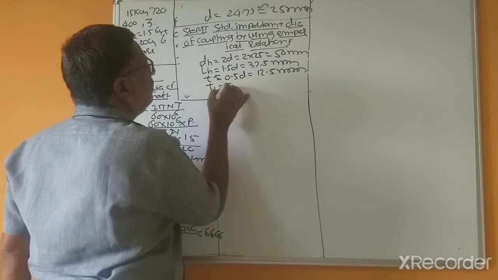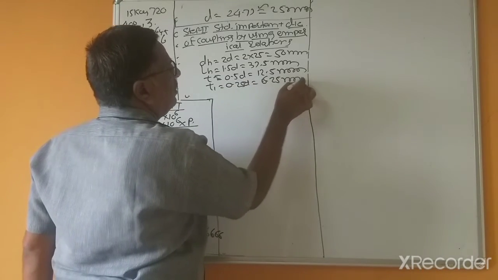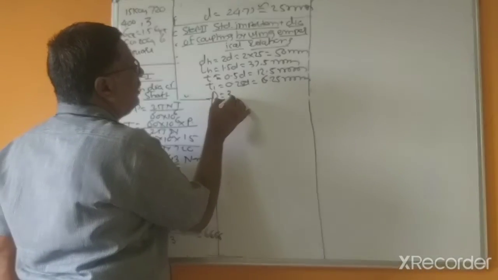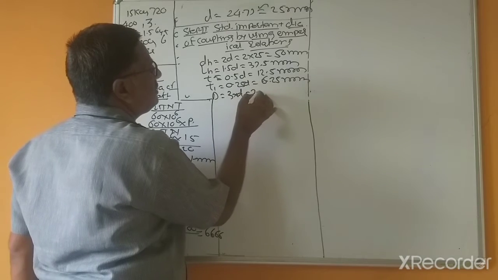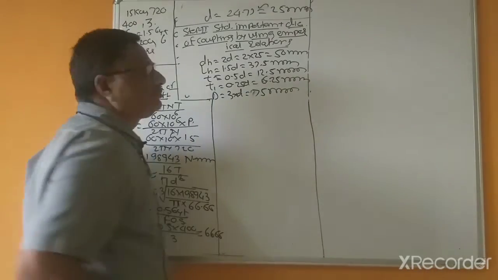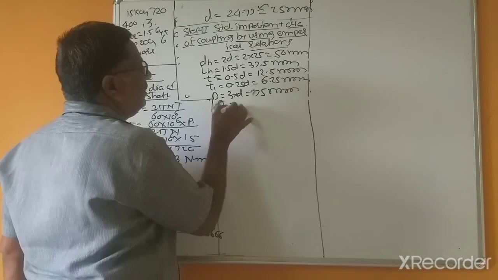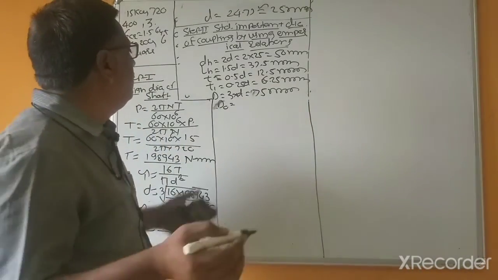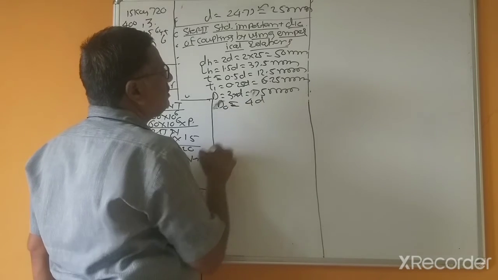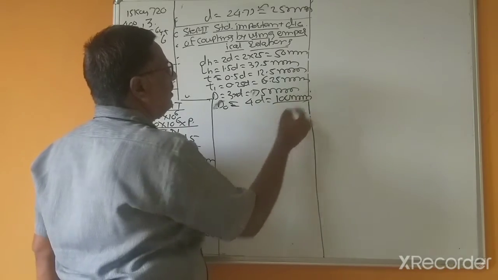T1 equal to 0.25d, 6.25 mm. Right? Capital D, 3 into d, and this is 75 mm. Now the outer diameter. The outer diameter is not mentioned in this problem, so assume this is an unprotected type flange coupling, so here I use the relation 4d, and this is equal to 100 mm.